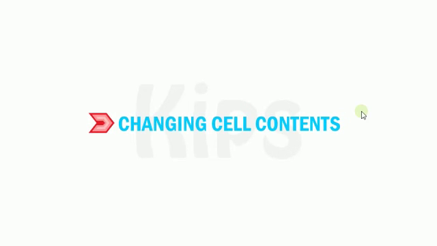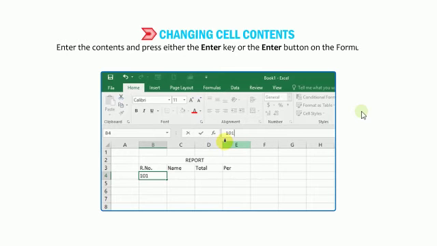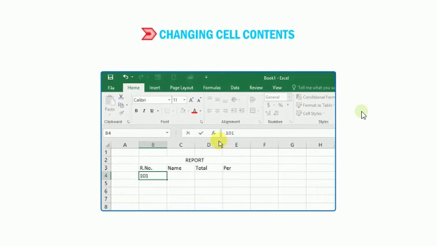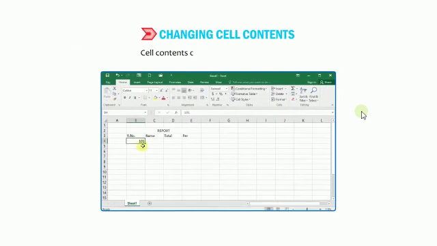Okay, let us now find out how to change cell contents. The characters and numbers typed in a worksheet can be seen both in a cell as well as on the formula bar. Enter the contents and press either the Enter key or the Enter button on the formula bar to accept the entry. When you type in the new data in the cell, the two buttons Cancel and Enter present on the left of the formula bar become active. Cell contents can be modified in two ways: replacing cell contents and using Edit mode.